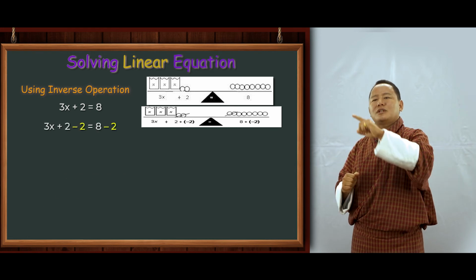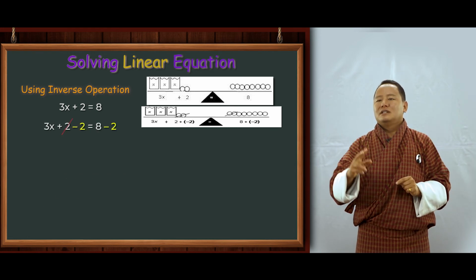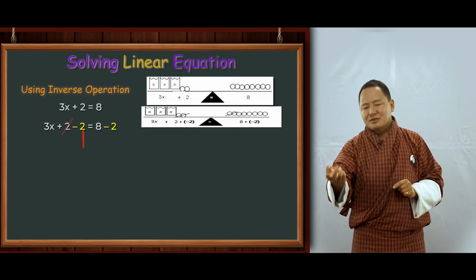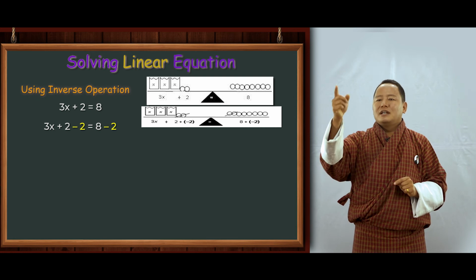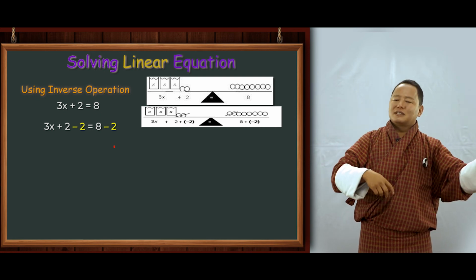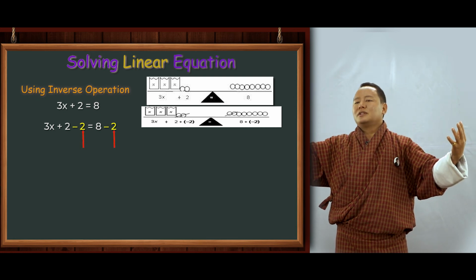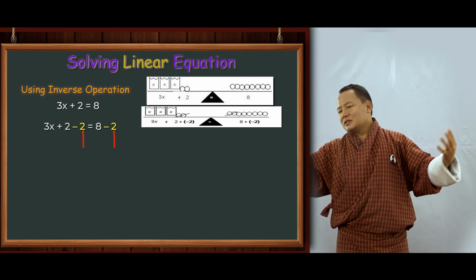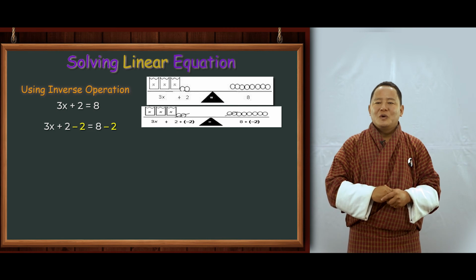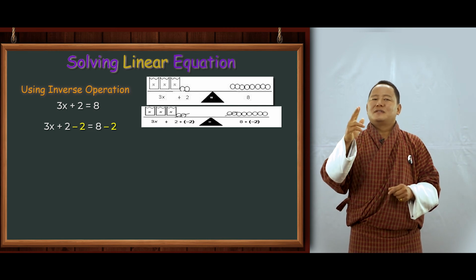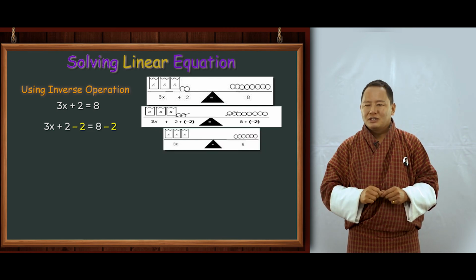So positive 2 can be cancelled if we add negative 2, right? So that's plus 2 minus 2 equals 0. Since negative 2 is added to the left hand side, for the right hand side also there should be negative 2 being added. So 8 plus minus 2 means 8 minus 2. Okay, so now we are left with a simpler form of the equation.